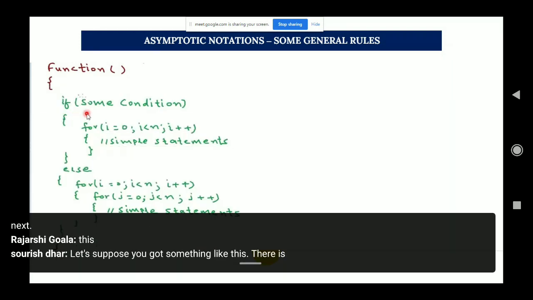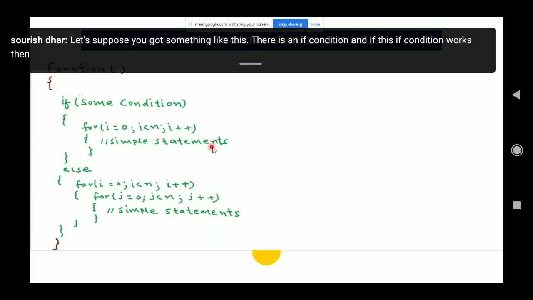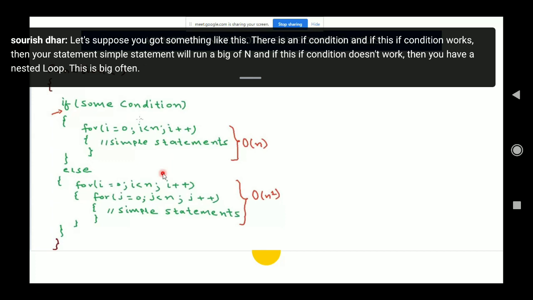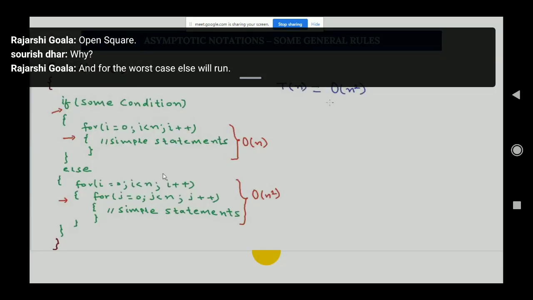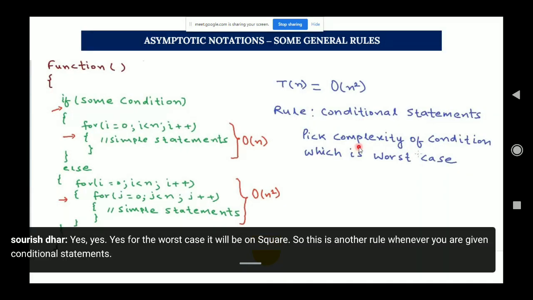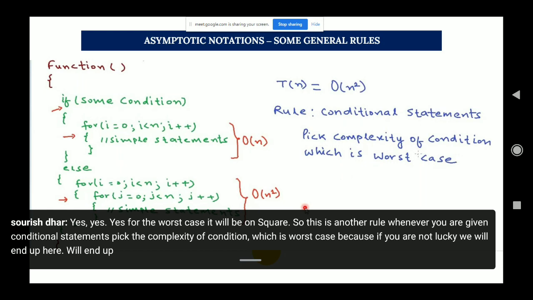Next, let's suppose you got something like this. There is an if condition, and if this condition works, then your simple statement will run big O of n. And if this condition doesn't work, then you have a nested loop. This is big O of n, this is O of n square. What should be its time complexity? O of n square. Why? For the worst case, else will run. So this is another rule. Whenever you are given conditional statements, pick the complexity of the condition which is worst case, because if we are not lucky, we will end up here. Is it clear? Yes, sir.